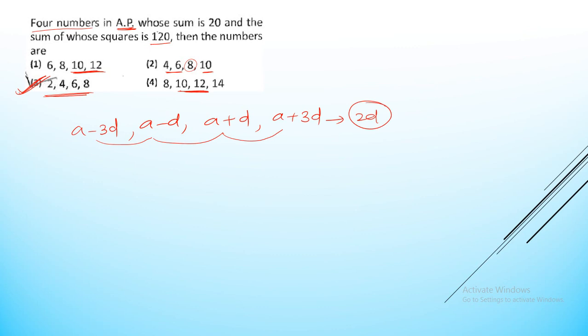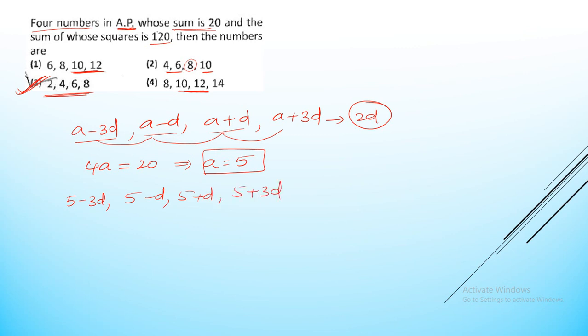Right, now first of all, the sum of these terms is 20, he has given. That means when I add all these, a minus 3d, a minus d, a plus d, a plus 3d, I am going to get 4a, which is equal to 20. So from this, a is equal to 5. When I substitute a equal to 5, my terms become 5 minus 3d, 5 minus d, 5 plus d, 5 plus 3d. Now these are nothing but my terms. Now the next condition he has given: the sum of whose squares is 120.